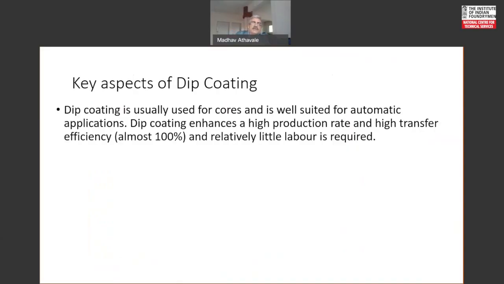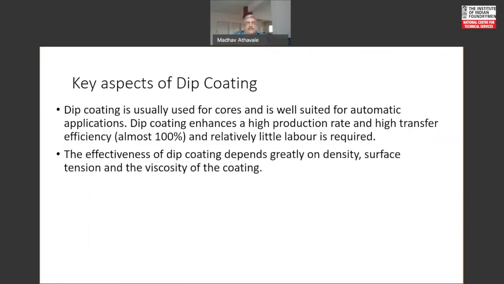So the key aspects, as all of you would have seen, it is usually used for cores and is well suited for automatic applications. And the big plus point is high production rates and very high transfer efficiency, that is transfer of filler onto the core surface, as compared to say something like spraying. It is amenable to automation, so labor required is less, and by its very nature even complex shapes can be given a very even coating.